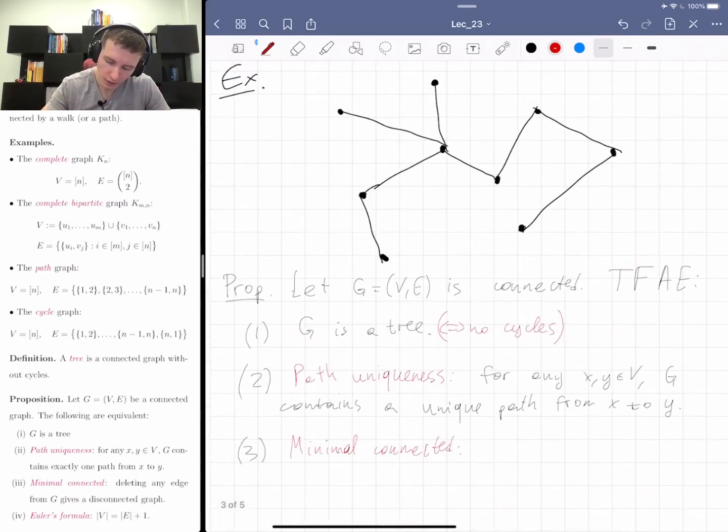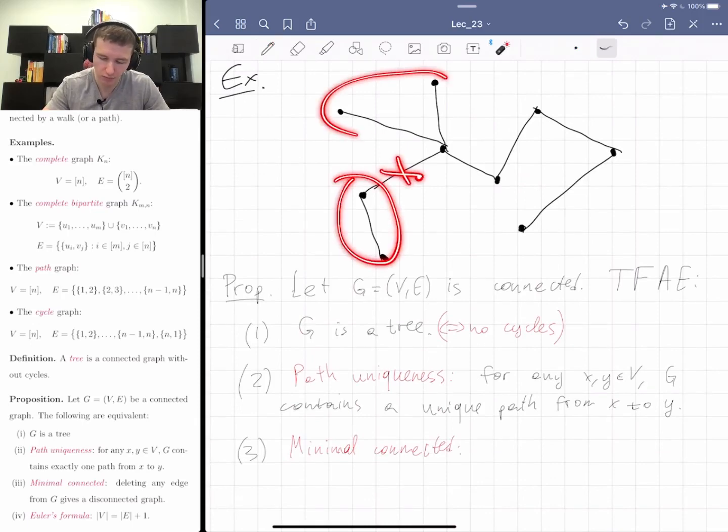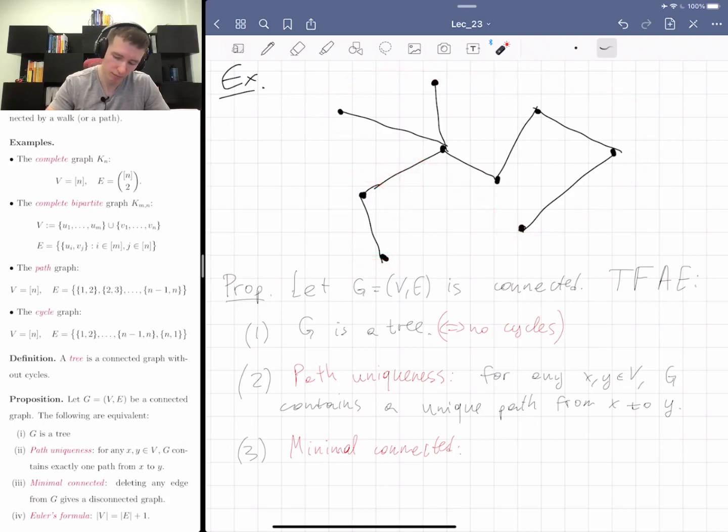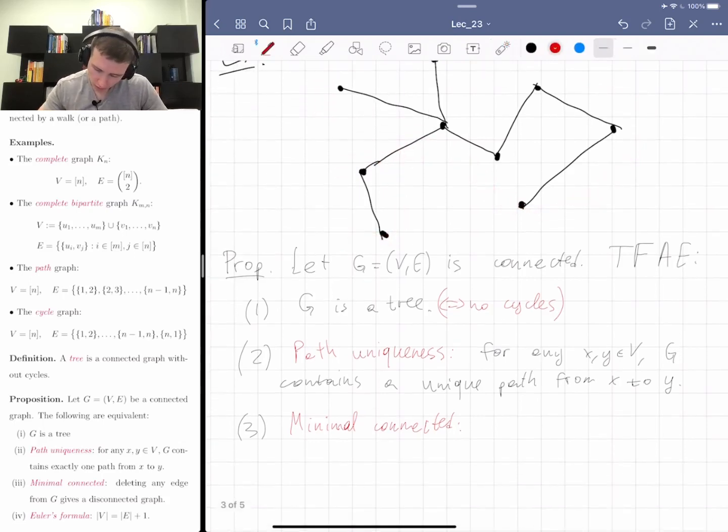which is that if you remove any edge from your graph, then it becomes disconnected. Deleting any edge from G makes it disconnected.